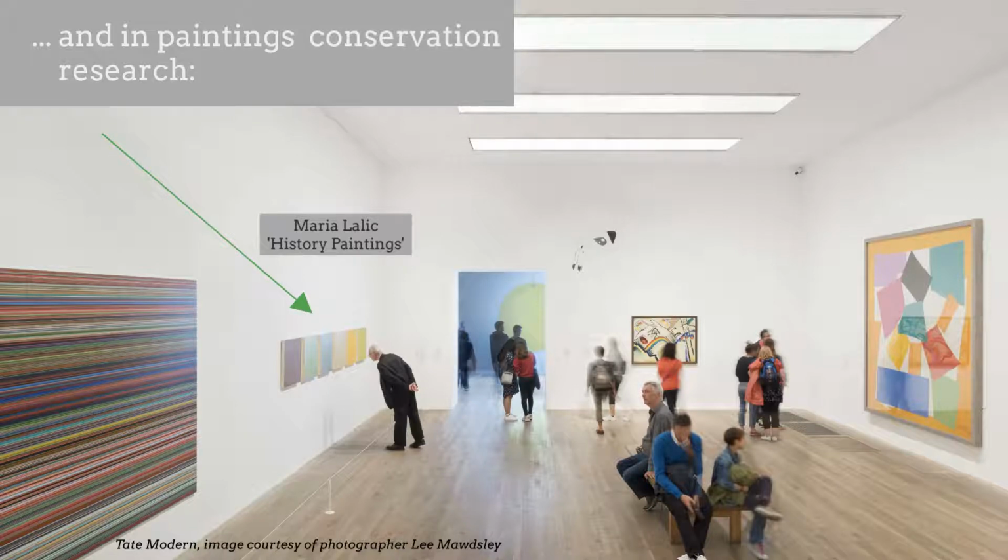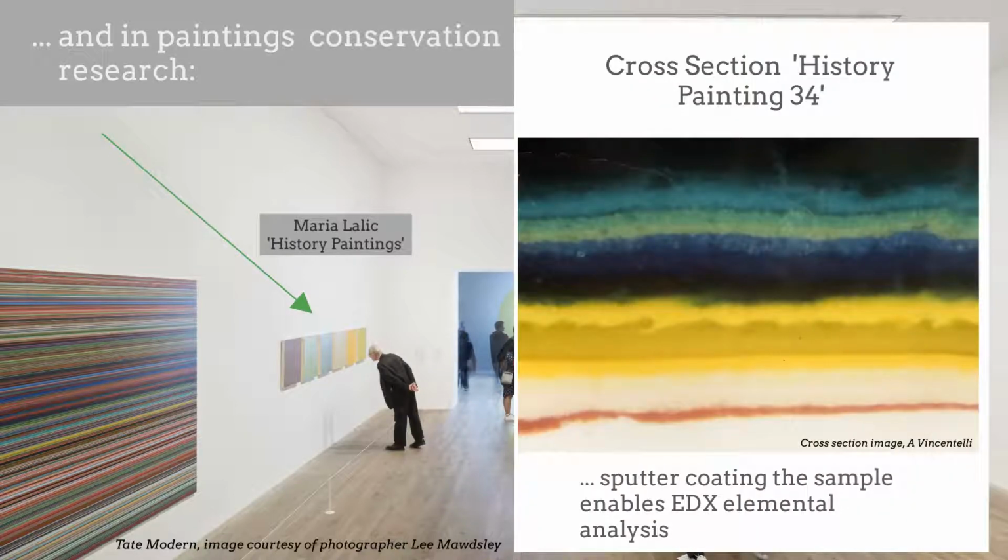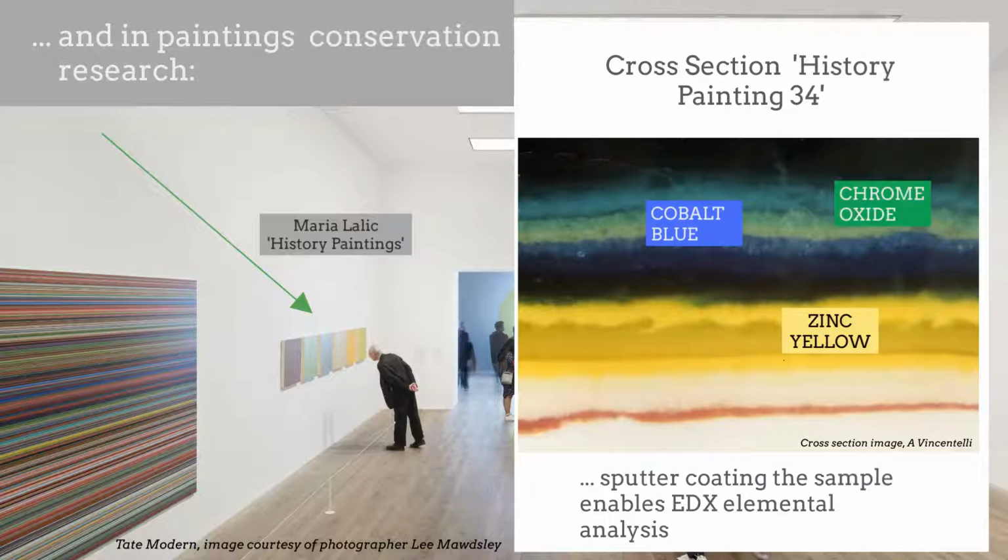Here, for example, a very small paint sample cross-section taken from the artist's work seen on the left gives us a clear understanding of the layering of the artist's colours when viewed under magnification. Sputter coating the cross-section means we can identify the elemental makeup of a particular paint layer.